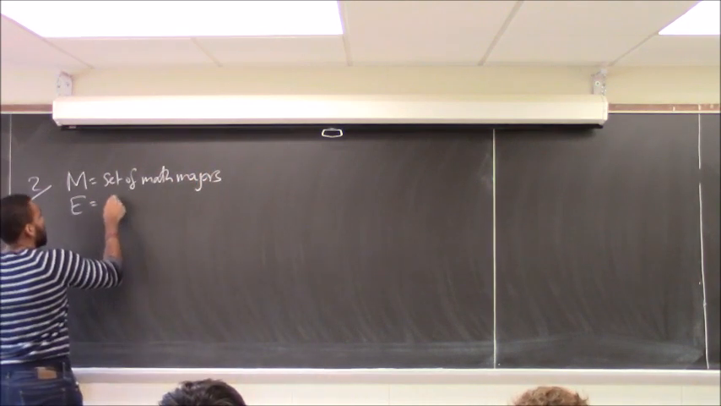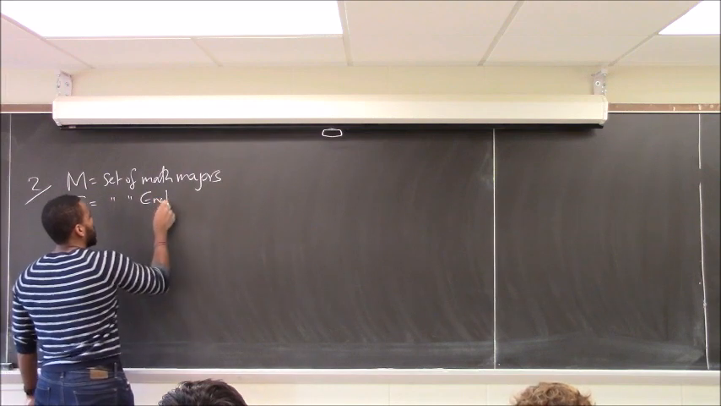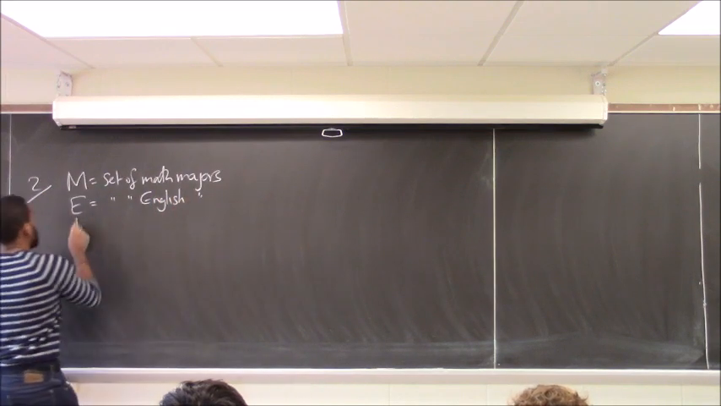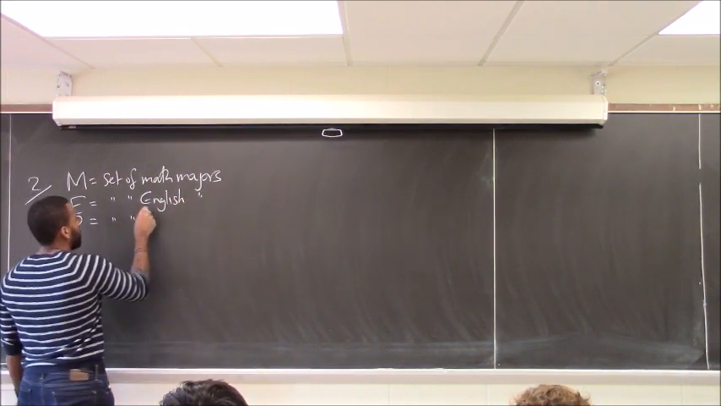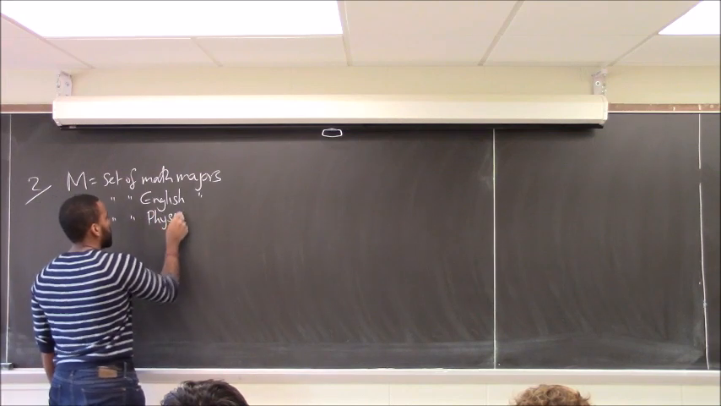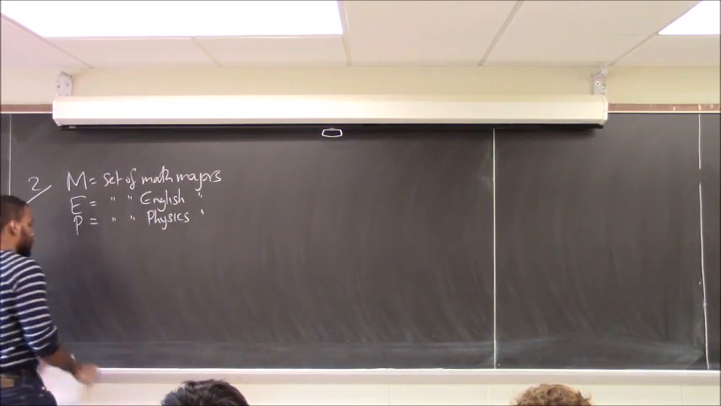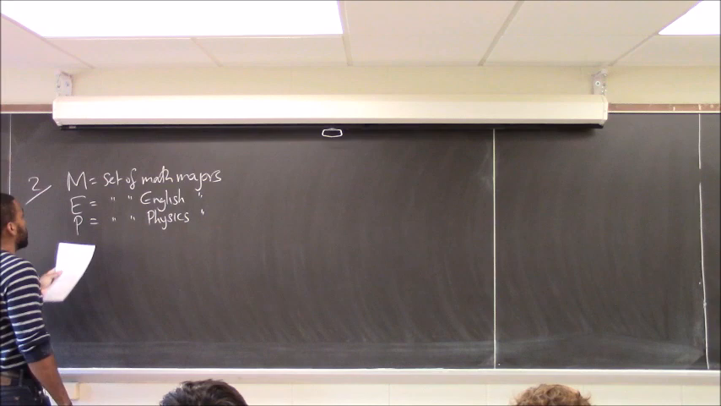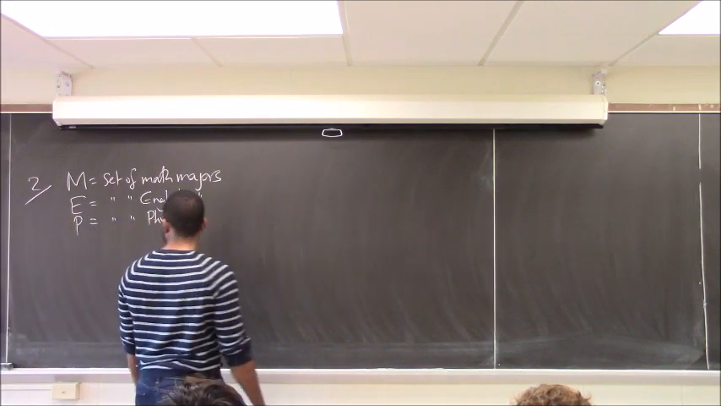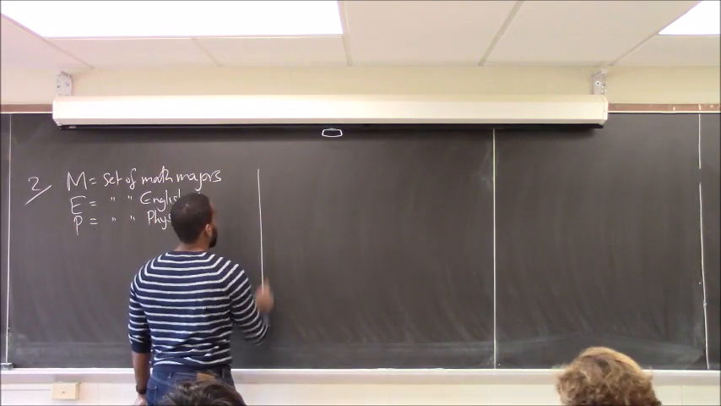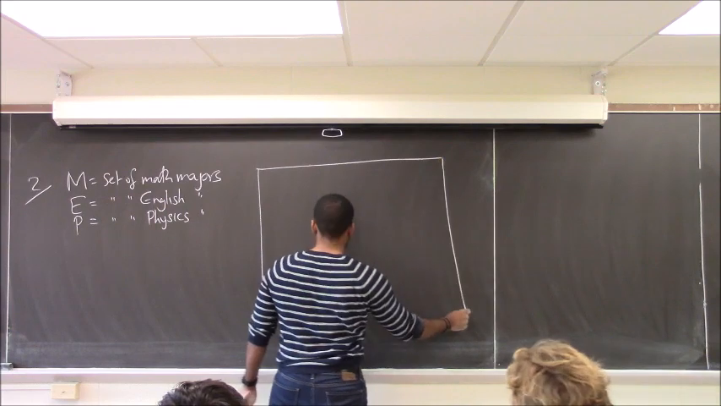E, set of English majors. Let P be the set of physics majors. Okay, so we're going to draw a Venn diagram to kind of figure things out here. What does your Venn diagram look like?